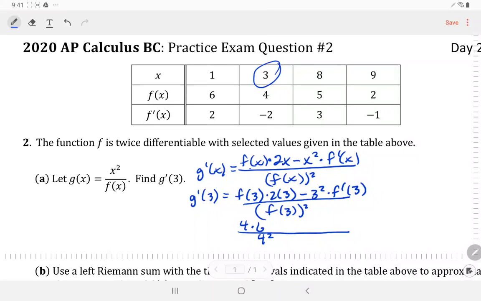It's a 4 here. That's a 6. Minus 9. F prime of 3 would be negative 2. Okay, so this is 24 plus 18 over 16. So that would be 42 over 16, which is 21 over 8.